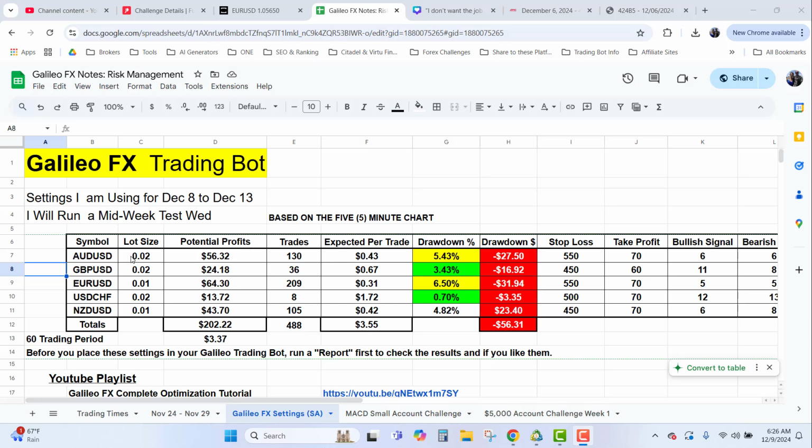Each data point that the bot checks is going to be different. So what do you do if you want to use these settings with a higher lot size? Very simple. You write down the settings for the Australian US dollar. It's take profit of 70, stop loss of 550, bullish of 6, and bearish of 6.